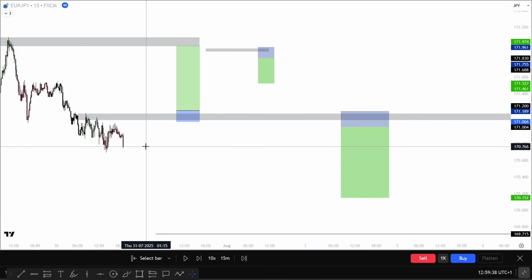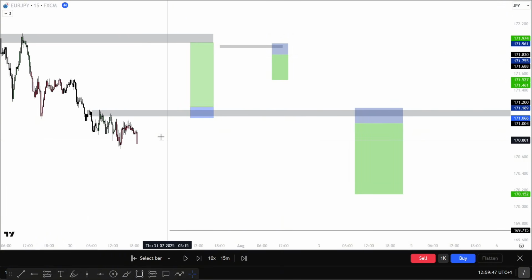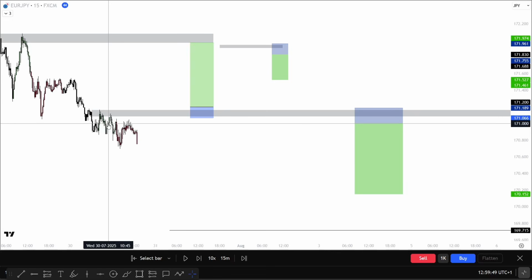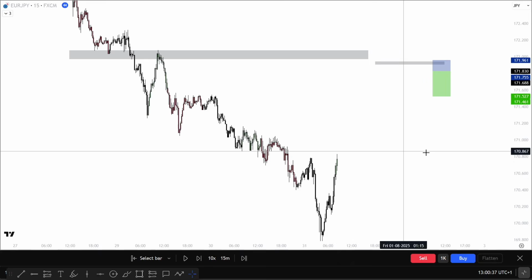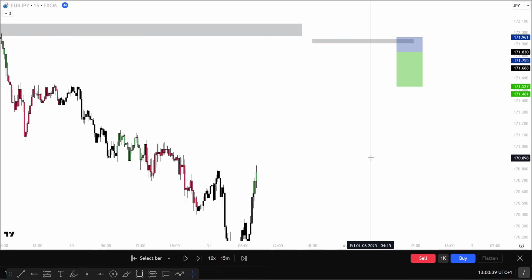Obviously, it's a London session pair, so we're only looking to take moves in London. And it means we're also only looking at zones that are correlated with London. So I'm going to skip forward a bit. This was the London session on Wednesday the 30th of July. So I'm going to go to the 31st of July to show you exactly what kind of things we're looking for. I'm not going to talk too much about the higher time frames on this. I'm talking about lower time frame zones.